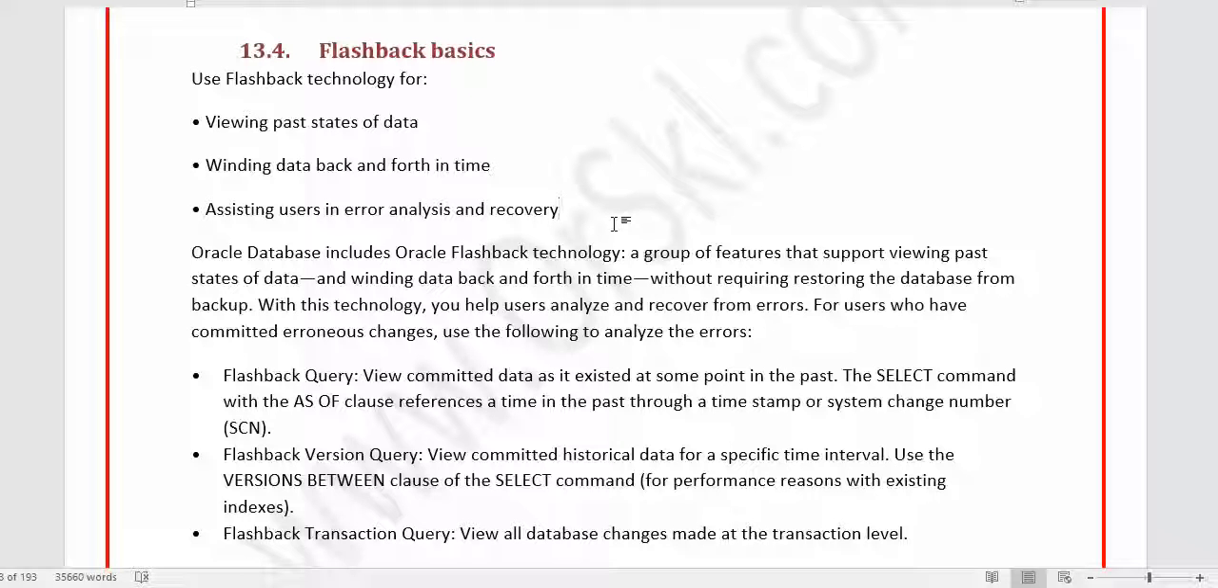As you do this to and fro, back and forth, you can let the data be there in the table and help the user identify which one is the correct data. Then, as the user confirms that this is the correct data expected, you can commit those changes to the database and fix the table to that state. So that is what is possible with the help of flashback technology.